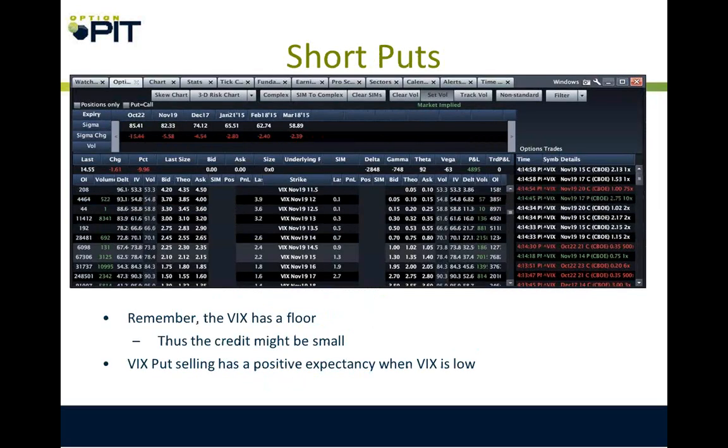The other thing one can do is short puts. Remember, the VIX has a floor. While it can go super high, it can't get super low. The VIX has been below 10, I believe, a total of 9 days in its history. So the credit might be small, but it has a really positive expectancy. VIX put selling has a super positive expectancy when the VIX is low.